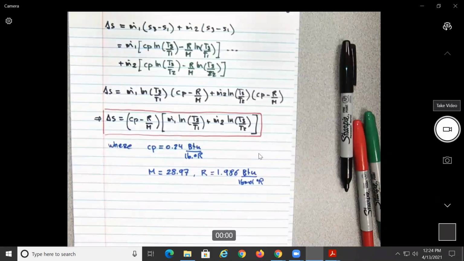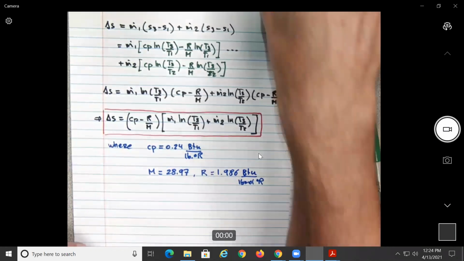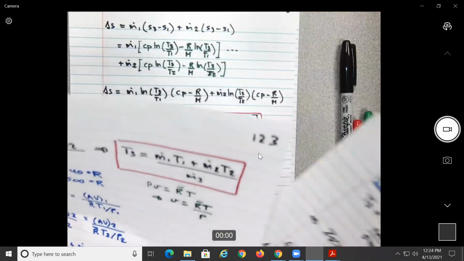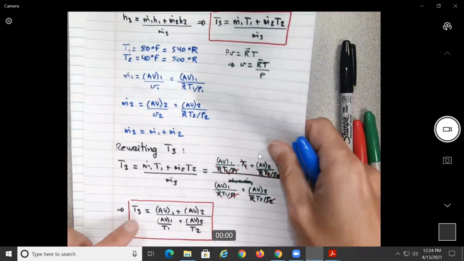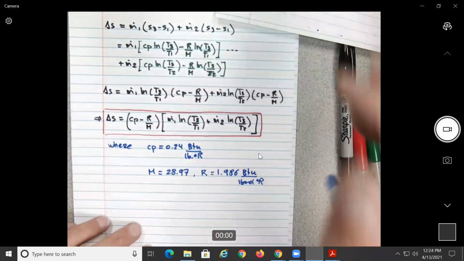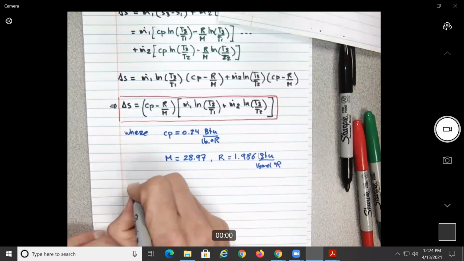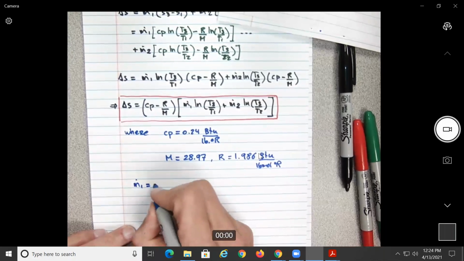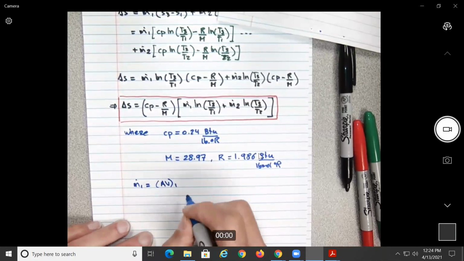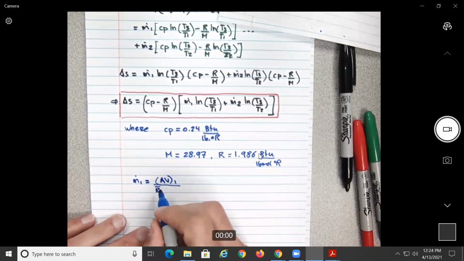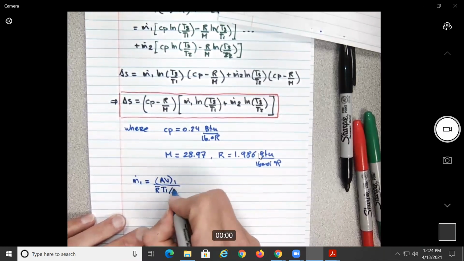M1, I think we calculated M1 in the first part or not? We did not calculate M1 because we simplified the equation. But what would be M1? We'll have to calculate it. M1 will be equal to A V1 divided by R T1 divided by P1.